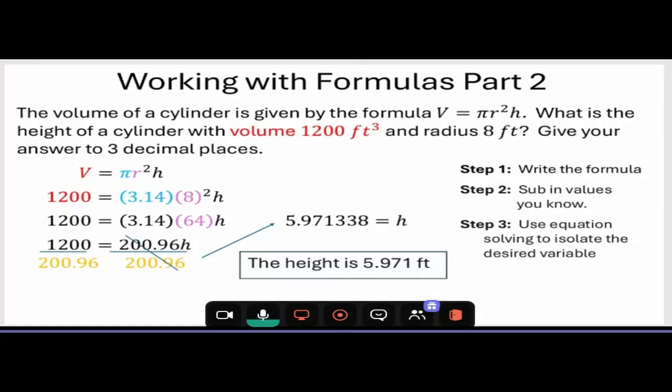Big cylinder, I don't know. But that would be the kind of thing we'd be looking at there. And you could fit 1,200 cubic feet of material in that.